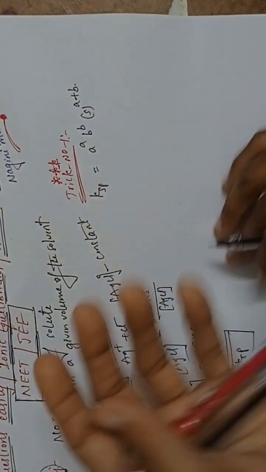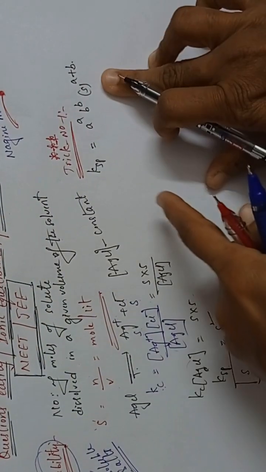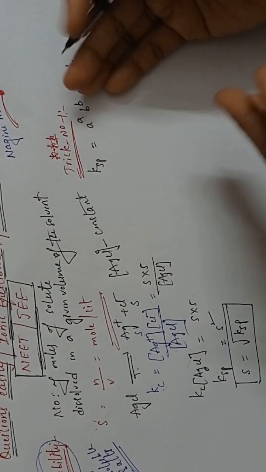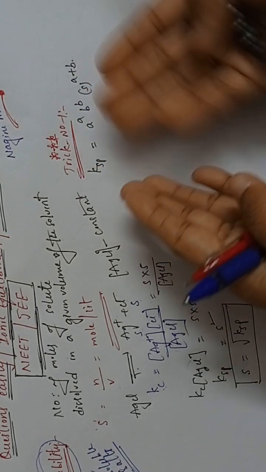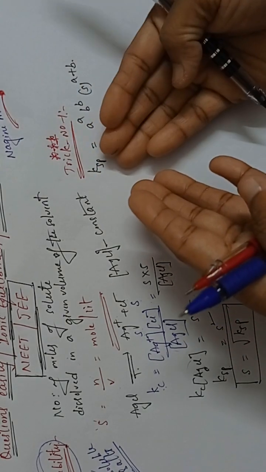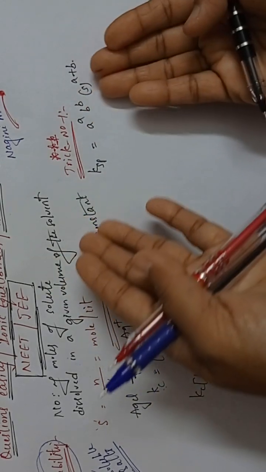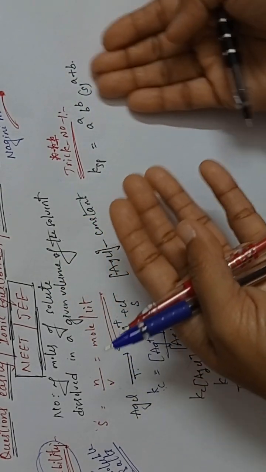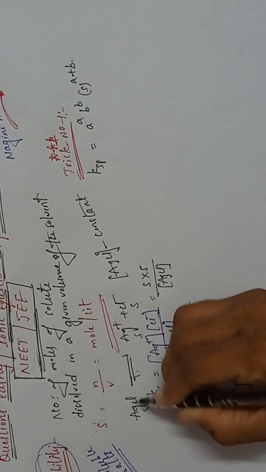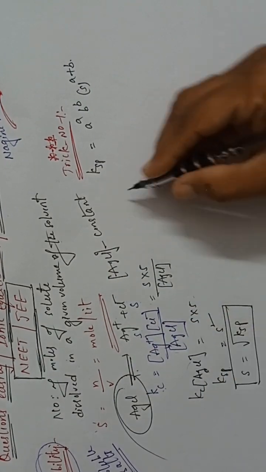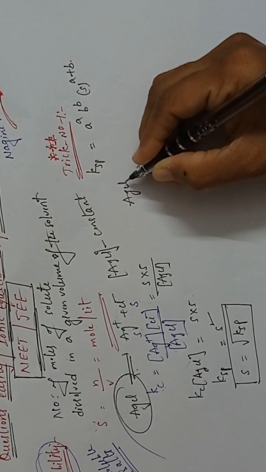Just remember this trick, students. You can calculate any salt's relation; that means any salt's solubility product constant and solubility relation you can easily calculate by using this formula. See how to apply this one. Suppose I am taking silver chloride, this salt only.